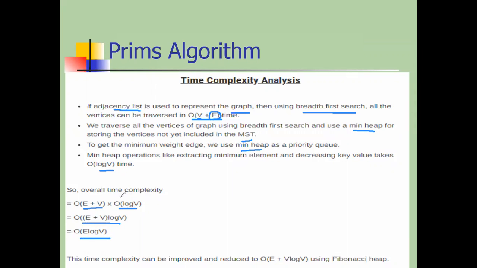Okay, this is the time complexity of Prim's algorithm. The time complexity can be improved and reduced to big O of E plus V log V using a Fibonacci heap. So there are different techniques using which we can reduce the time complexity, but until second year you should know what the time complexity of particular algorithms is. Okay, so I hope everyone is clear on that part.